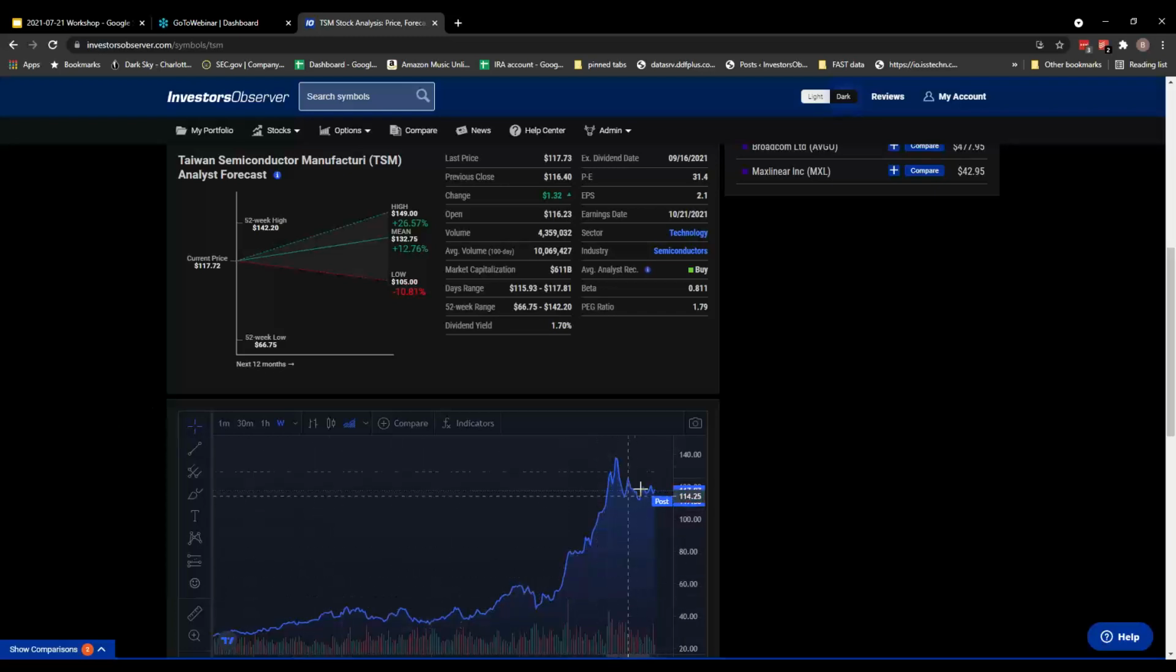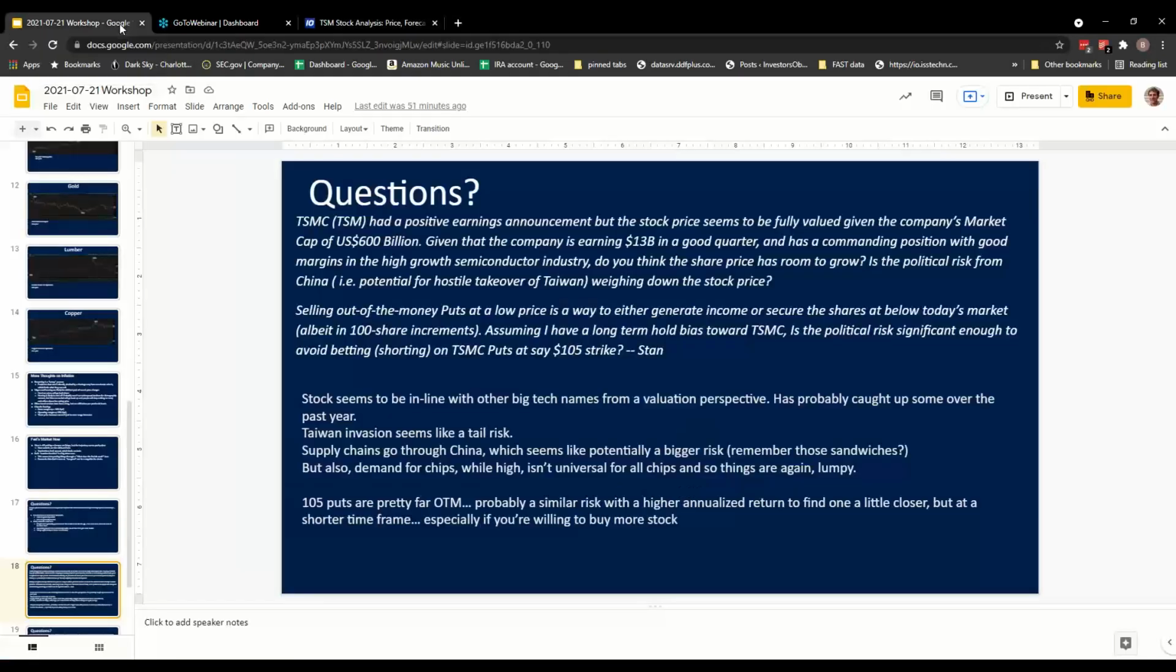yeah, I don't expect another run like this anytime soon, because at a more than 600 billion market cap, it just takes a lot of money to do this again. That's more than a 50% increase in a couple of months. That kind of doesn't happen very often. So I think the days of it being undervalued are certainly past.